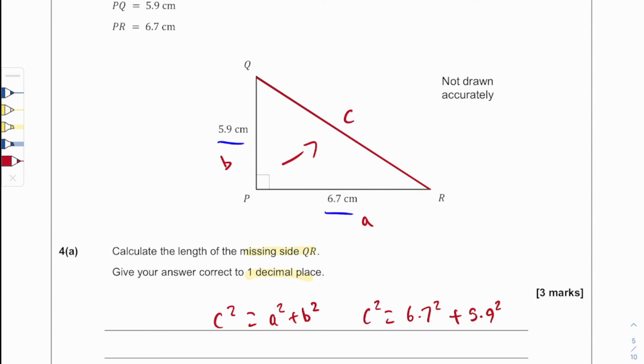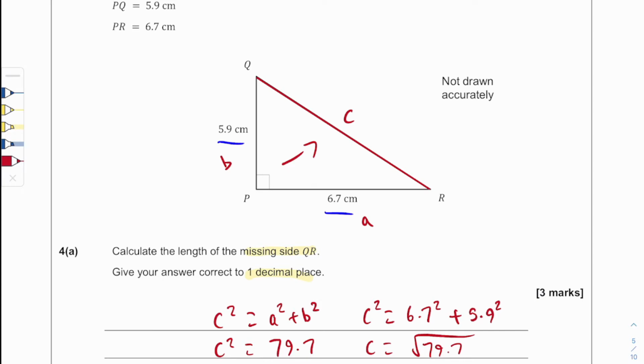Okay, we've then got that C squared is equal to, let's put this into our calculator, so 6.7 squared, and then plus 5.9 squared, so that is equal to 79.7, and therefore C is equal to the square root of 79.7, which, to one decimal place, we get 8.9 centimetres, and you don't need to write C here, so just put 8.9 centimetres.